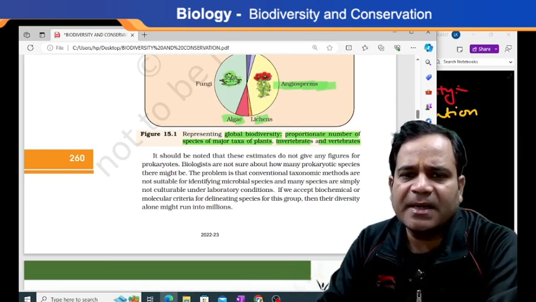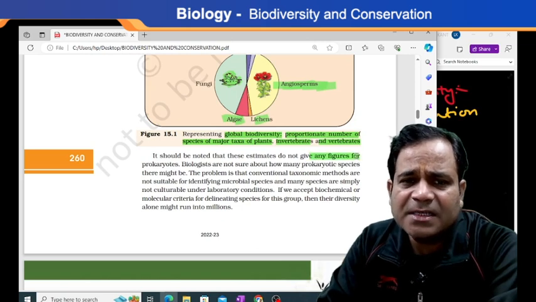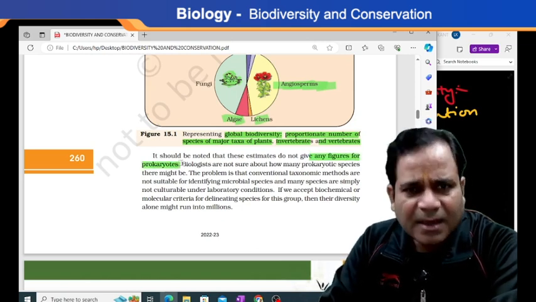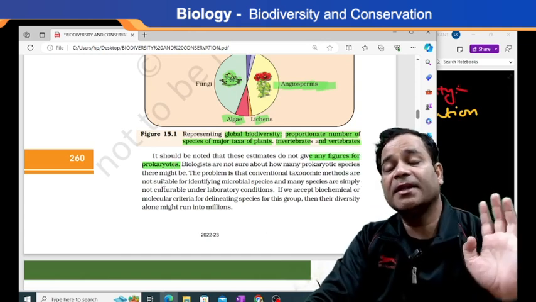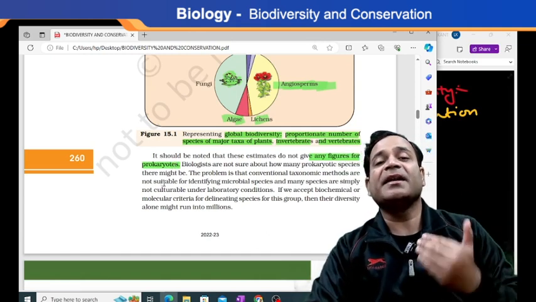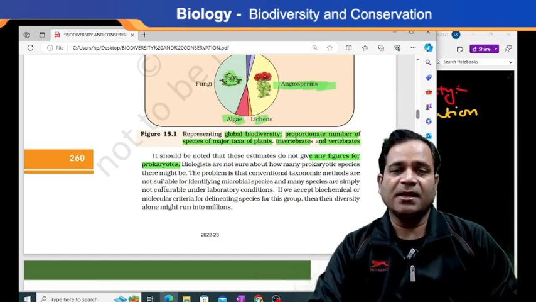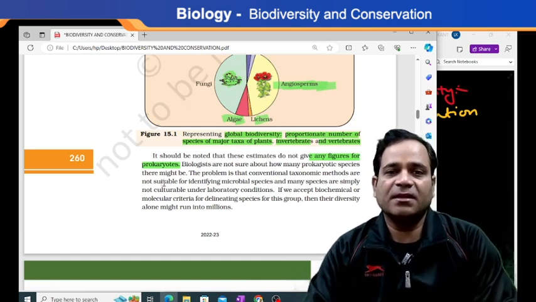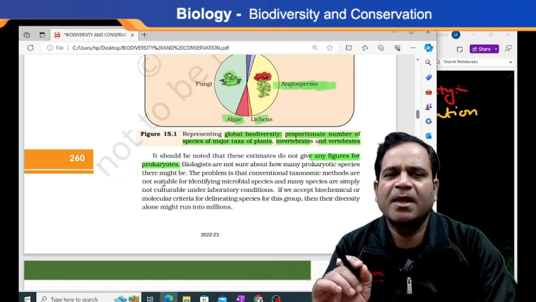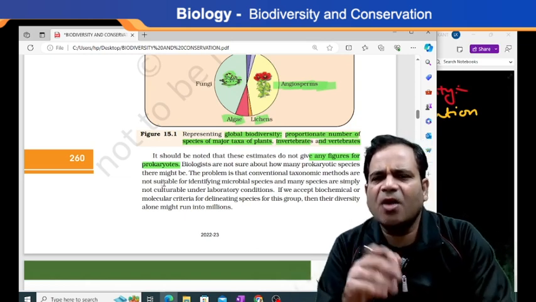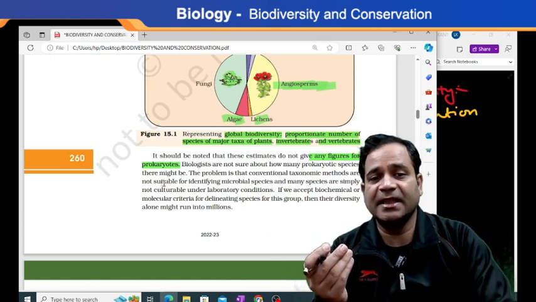that the estimates here do not give any figures for the prokaryotes. Is there any estimate that this is fully accurate data? No, this one is not. This one is varied, because from place to place when we visit, this data is not so accurate. So biologists are not sure how many prokaryote species there might be.